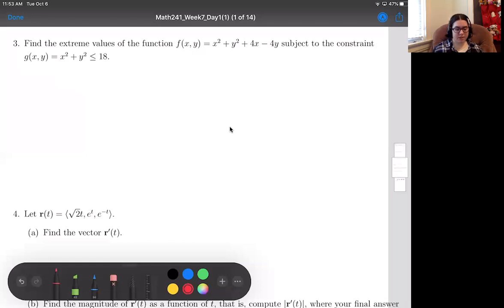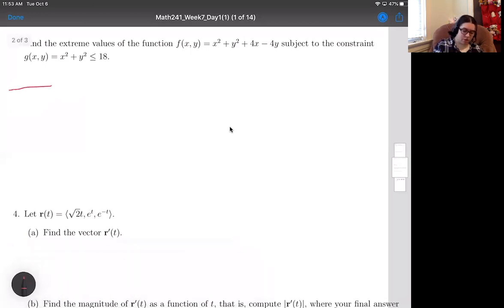And so I wanted to redo number 3 from the merit worksheet, which wants us to find the extreme values of a function f subject to the constraint g. And this is not really the kind of constraint we're used to. Normally we would want to see g is equal to exactly something. This constraint is actually defining a region.